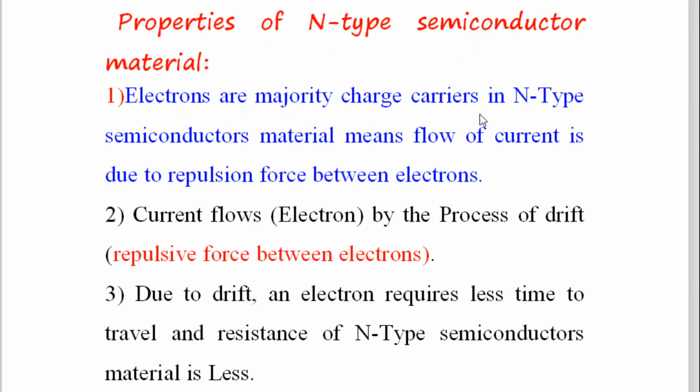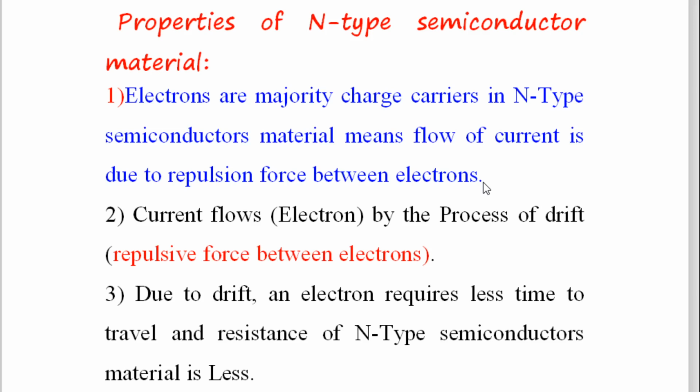Electrons are majority charge carriers in N-type semiconductor material. Electrons are majority charge carriers. Means flow of current is due to repulsive force between electrons. So when you take N-type material and connect the battery, the free electron will be pushed by the negative terminal of the battery towards the positive terminal of the battery, because the negative terminal of the battery is also a source of electrons.